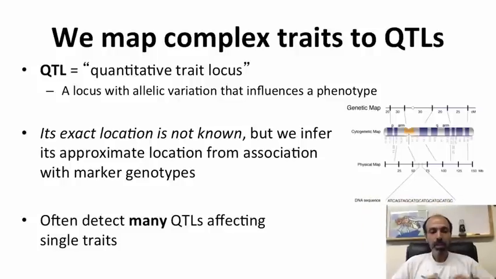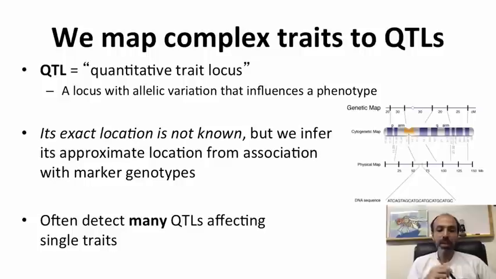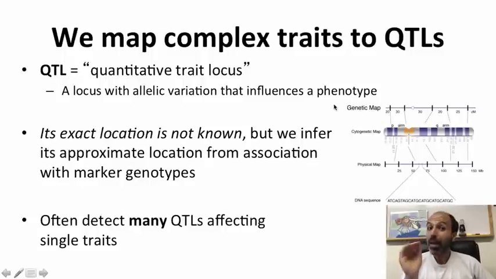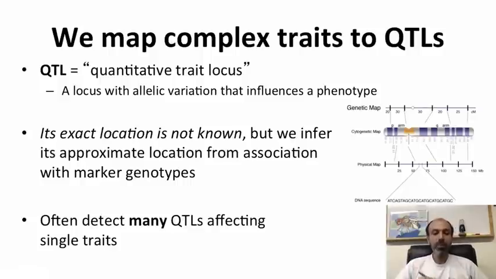Now, we map complex traits to things we call QTLs. That's short for quantitative trait locus, or plural quantitative trait loci. Now, these are places in the genome, or locus, with allelic variation that influence a phenotype. Now again, ahead of time, we don't know where these QTLs are. These QTLs are things that we infer from the mapping data. And at some level, you can think of them as almost a hypothesis, that we are inferring it's here, but it may not actually be right there.